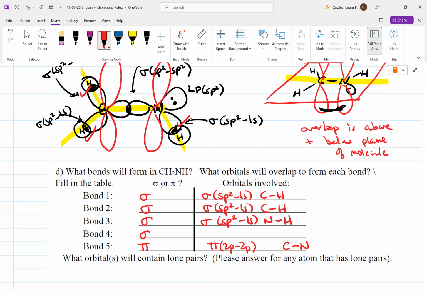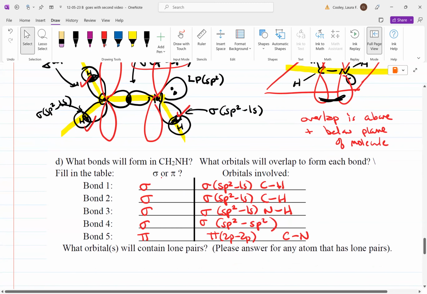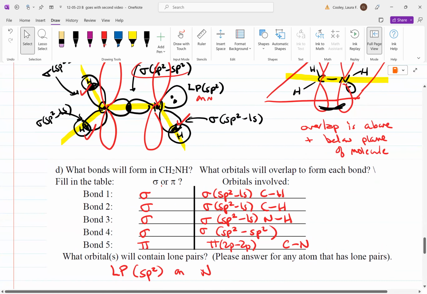That's this bond. And finally, we have the first bond of the double bond, which is sigma sp2 sp2. No, I guess I labeled it already on top. There it is. Okay. And then we had a lone pair in the sp2 on the nitrogen. That's this guy over here. Okay.